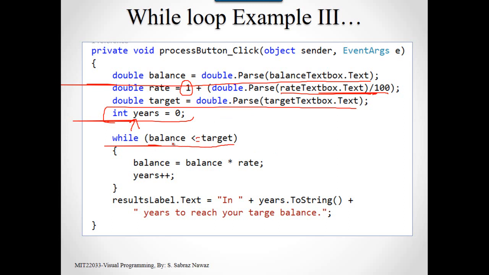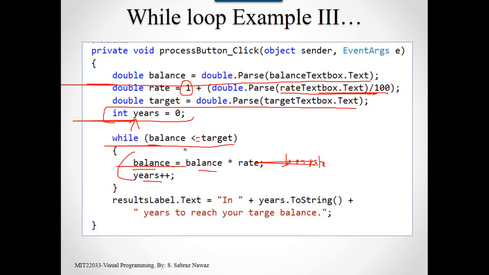As long as the current balance is less than the target balance, this code will be executed. So balance is multiplied by the rate. This can be rewritten as balance multiplication equal to rate. Shorthand can be done, right? Similar can be done, and then years is incremented. If it is 1, it will become 2, like that. First time it becomes 1, and then 2, 3, like that.